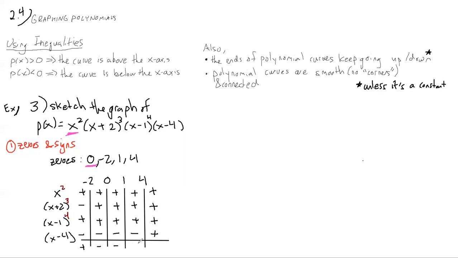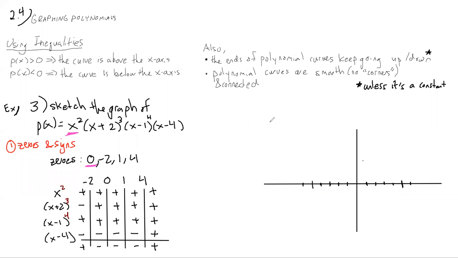Yeah, one negative. Oh, I got a bunch there. And then four positives make a positive. All right, so we should be able to graph this now.